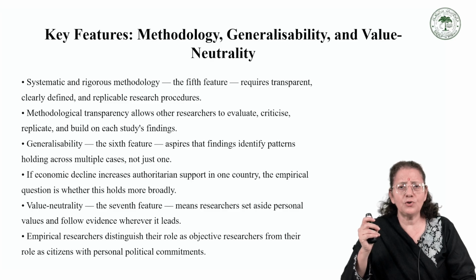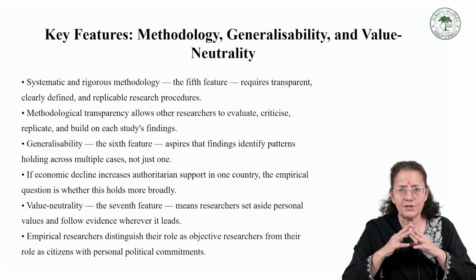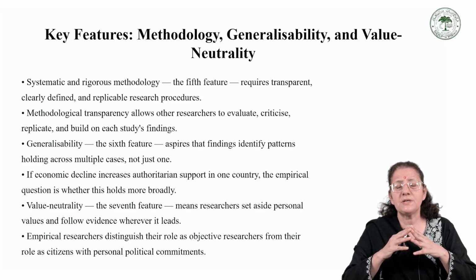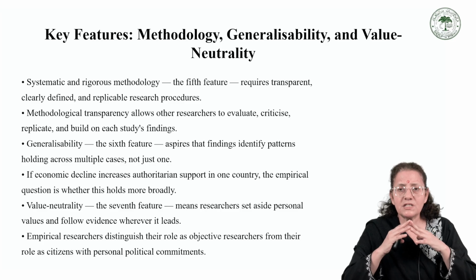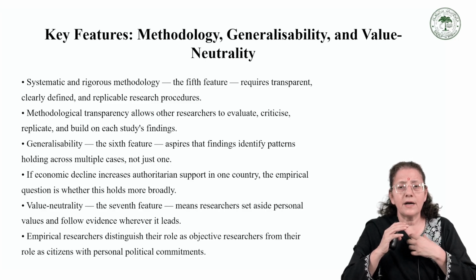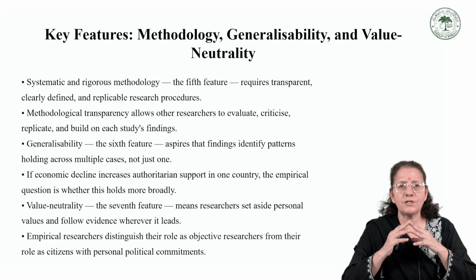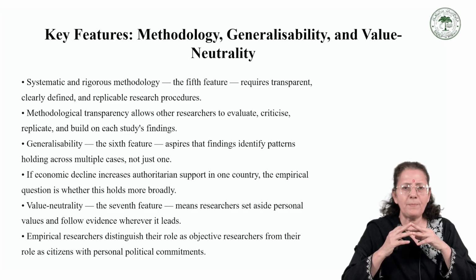The fifth key feature of the empirical method is its commitment to systematic and rigorous methodology. Empirical research in political science must follow clearly defined and transparent procedures that allow other researchers to understand exactly how data was collected, how variables were measured, and how conclusions were reached. This methodological transparency is what allows the scientific community to evaluate, criticize, replicate, and build on each other's work.